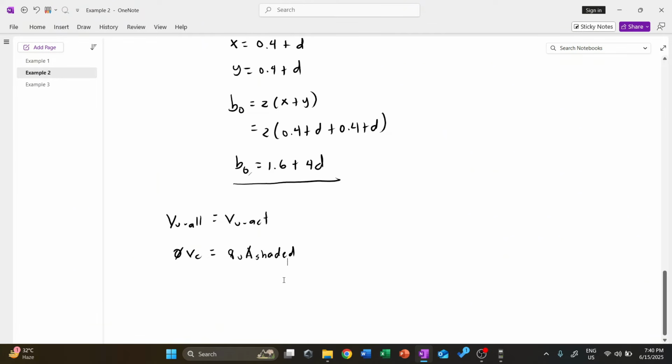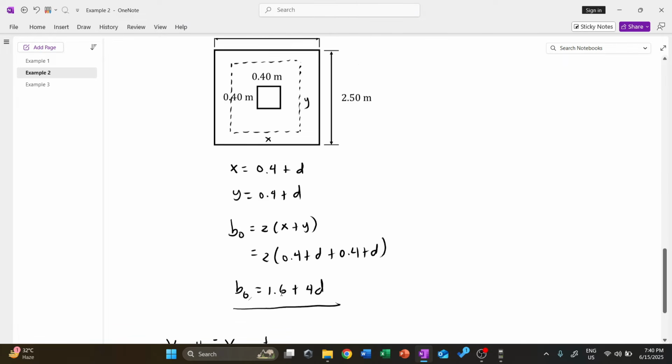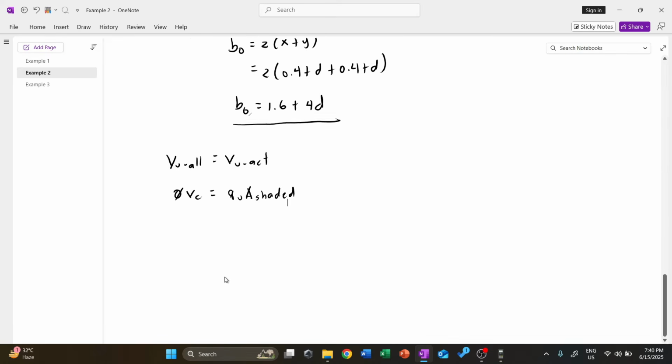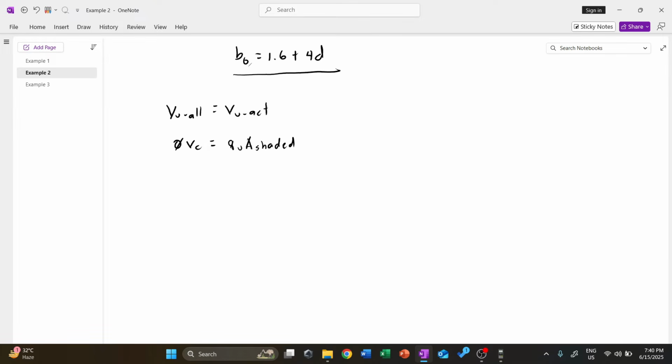Let's start with VC. For VC we have three values: 1/3, 1/6, and 1/12. When we design thickness, in most cases the 1/3 formula, the first formula, is what governs, so we'll adopt that here to be faster. So our phi here is 0.75. And the VC we'll use is the first formula: 1/3 lambda square root f prime c times B O d. So that is our formula for VC.